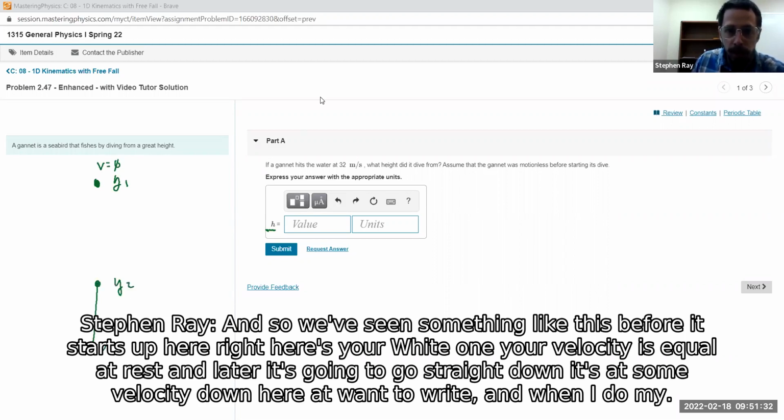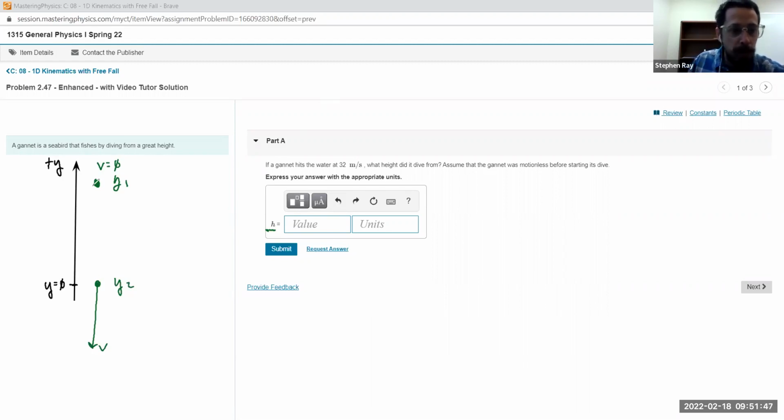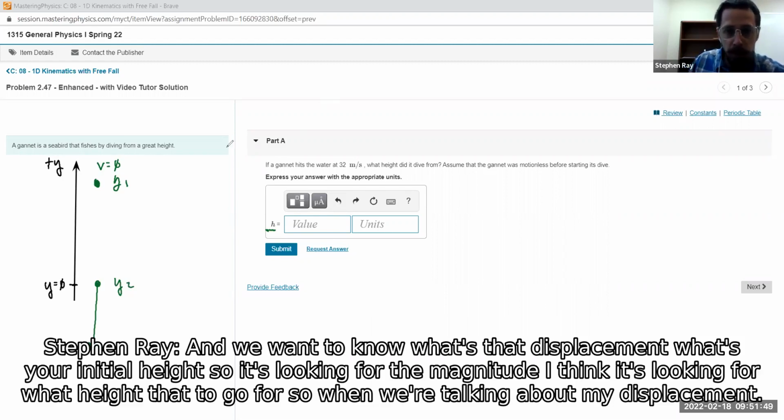When I do my coordinate axis, positive y is upwards. I'm going to say this spot right here is at y equals 0, because that's the fish. Poor fish. Sorry, fish, but birds got to eat. And we want to know, what's that displacement? What's your initial height? What height did it go for?